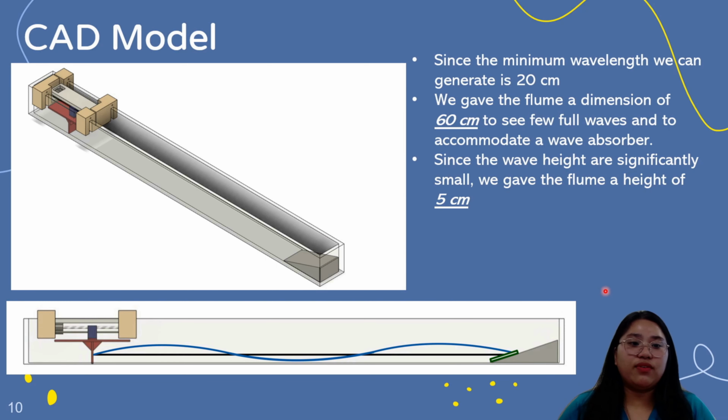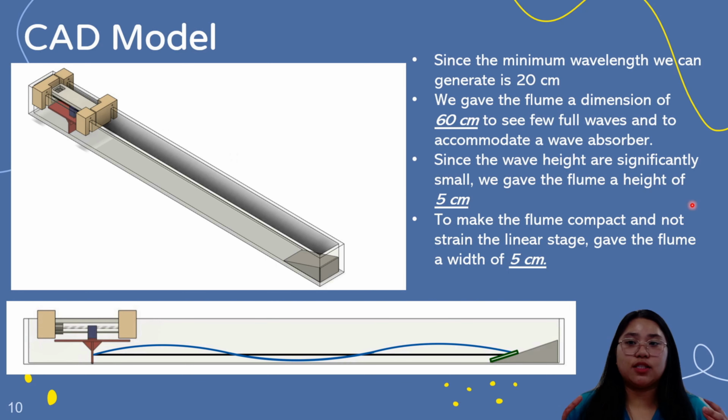And then since the wave heights are significantly small, usually on the order of millimeters, we gave the flume a height of 5 centimeters, mainly to accommodate the linear stage and the piston. To make the flume as compact as possible and to not strain our linear stage, we gave the flume a width of 5 centimeters, which is just enough for my linear stage to get in there, with the help of the saddle to sit on top of it. So that is the main overview of the dimensions of my flume.